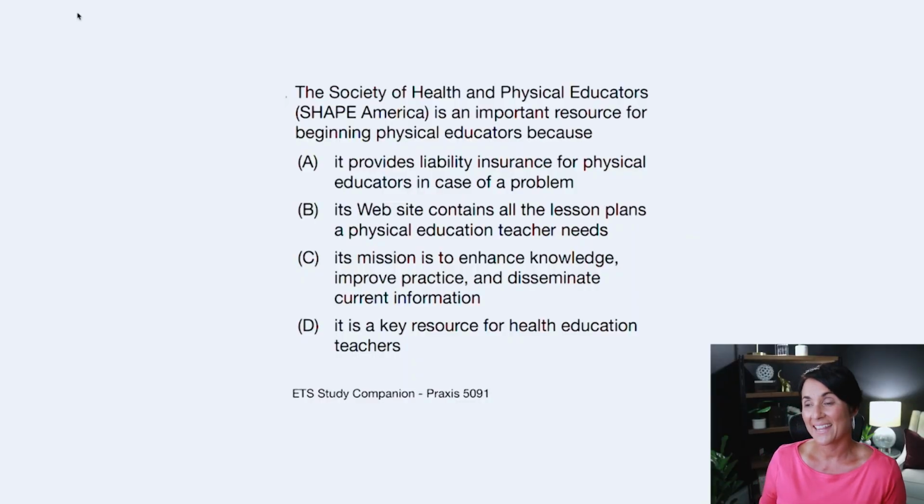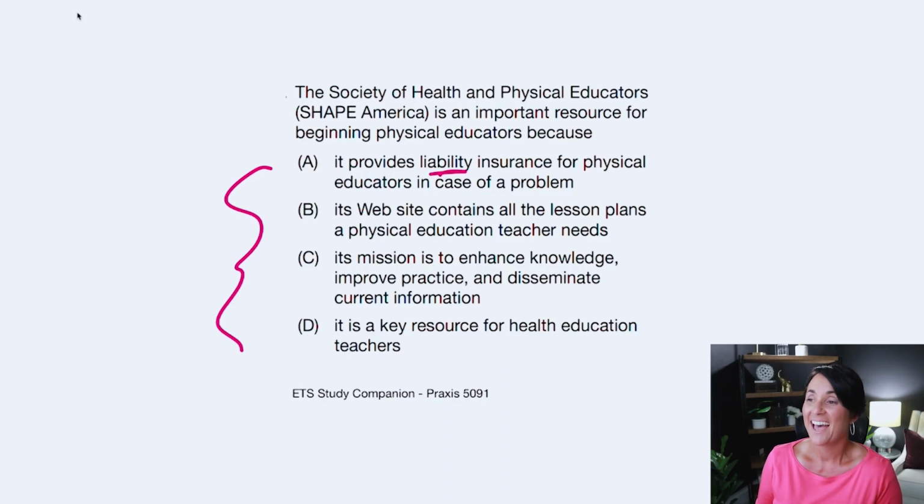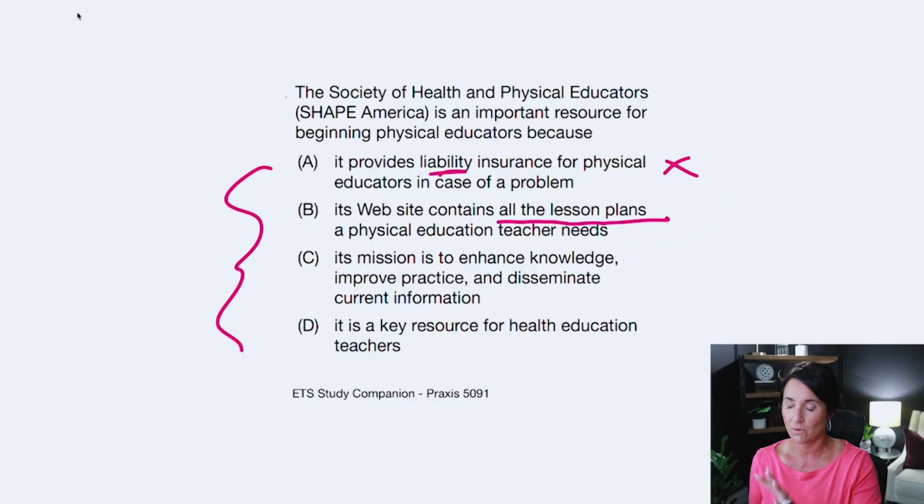All right, let's take a look at the next question here. So, answer choices. A, it provides liability insurance for physical educators in case of a problem. Sounds negative. I mean, certainly liability insurance is a good thing. I have it. But it's kind of weird. I don't know. I don't love it. I'm going to cross it off. B, its website contains all the lesson plans a physical education teacher needs. Well, this is what we call strong language. All the lesson plans you'll ever need. I don't know about that. You may need some different plans. You may need to differentiate. You may not need the kind that they're using there. So I don't love B either.